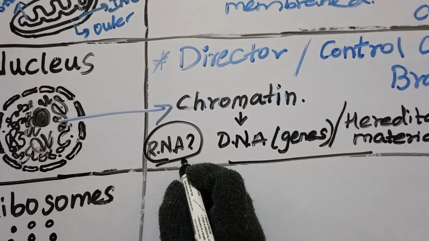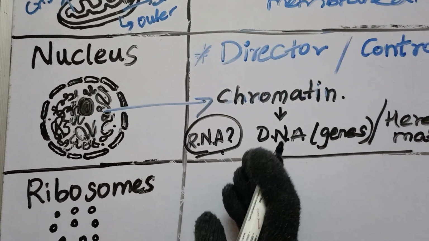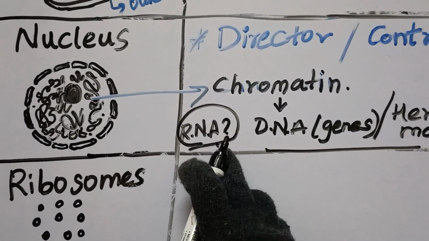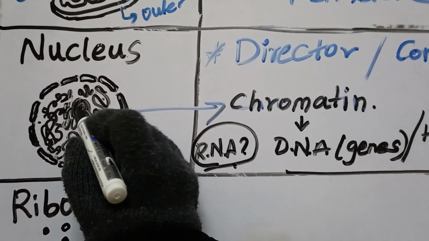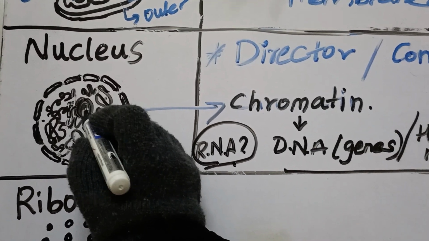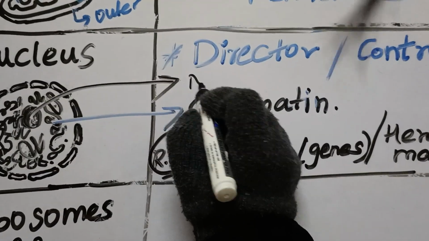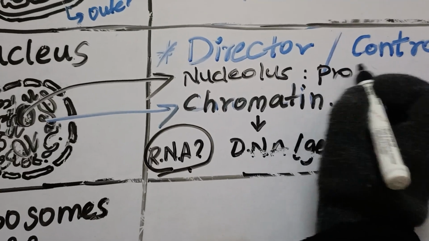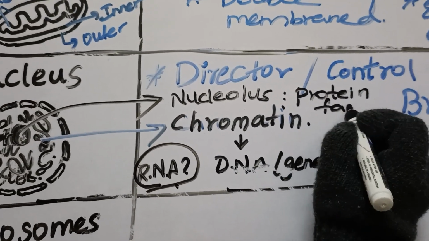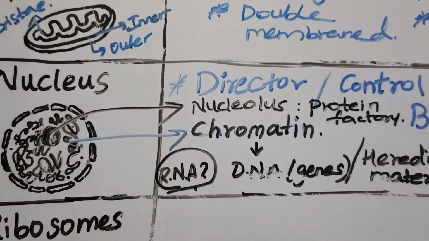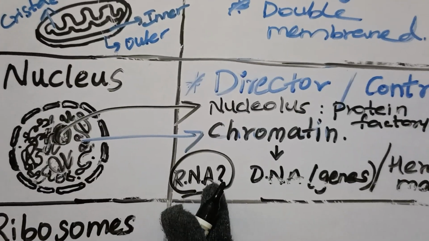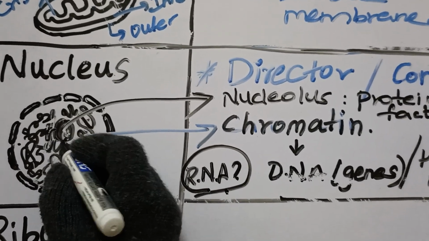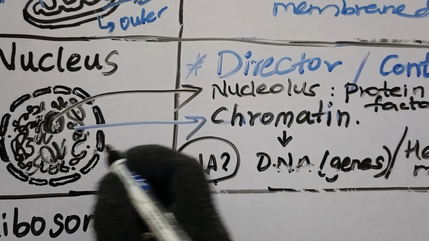Don't get confused, students. There are different types of RNA and each type is present in different locations. Immature, non-functional RNA is present inside this part, inside the nucleolus. Can you see this dense dot-like structure? It is known as nucleolus. What is nucleolus? It is a protein factory present inside the nucleus. Its main work is to produce proteins, and it consists of immature non-functional RNA. Even outside the nucleolus, inside the nucleus, you will get immature RNA.